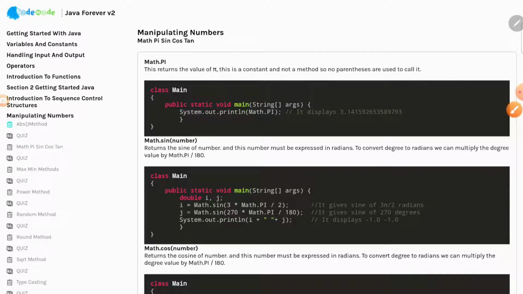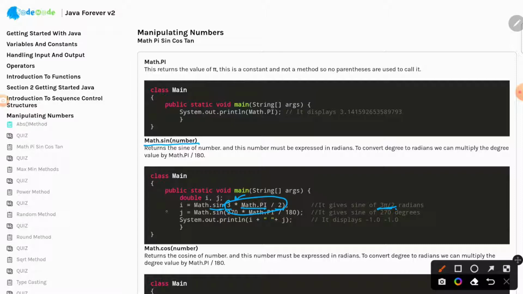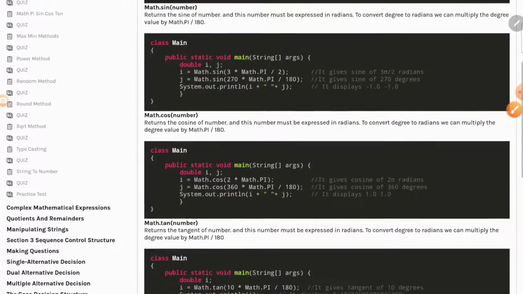Now the second function we will learn today is math.sin. The math.sin is basically another function to calculate the sine value of a given radian. So if I want to calculate 3 pi by 2 value, you can see I am using 3 multiplied by asterisk sign math.pi divided by 2 and pass this as an input to math.sin function. It will give you the value of math.sin.